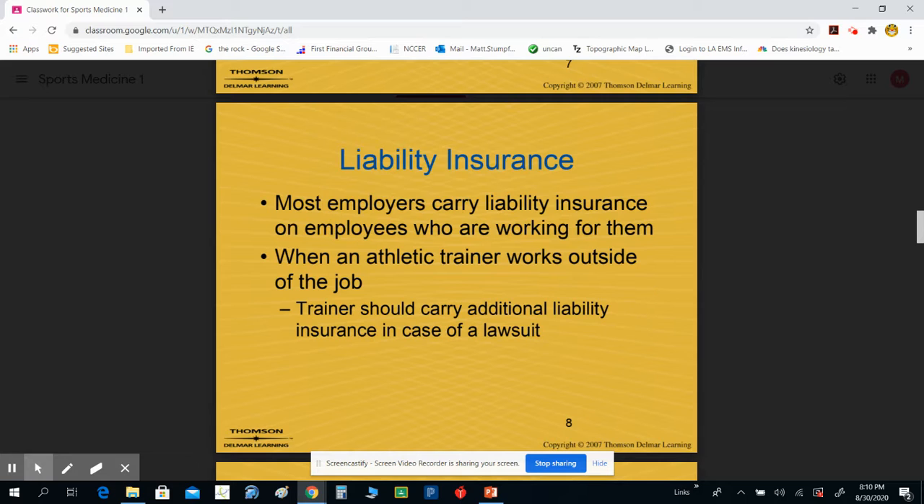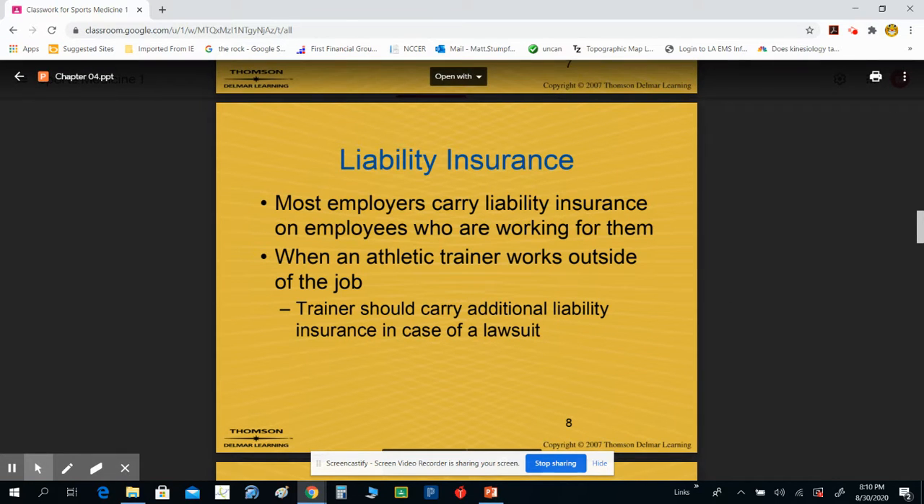school activities. If I'm working as an athletic trainer for, I don't know, a hospital, and I'm on a sideline, the hospital will have liability insurance for me. But I also have personal liability insurance that in case something happens and I get sued, I'm protected.